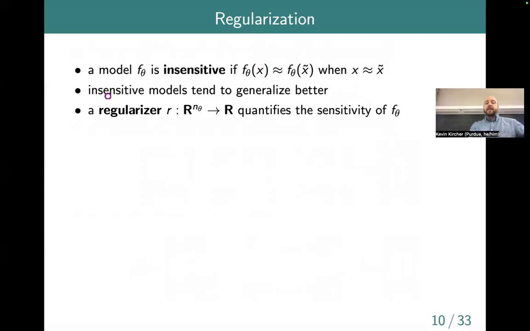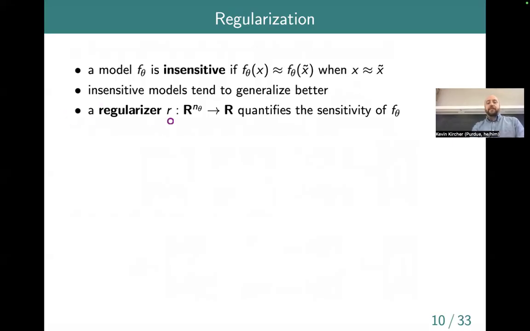So it turns out, for various reasons, that models that have lower sensitivity, that are more insensitive, tend to generalize better, which again means they do better, not just on the training data set, but also on unseen data that arrives in the future. And this is an empirical fact that people have observed by doing machine learning for a long time. There is also some theory that you can put to this point, but we won't go into that.